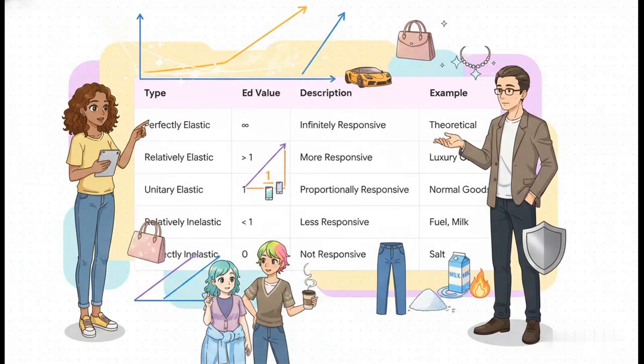And here we go. This slide brings it all together beautifully. Think of this table as your perfect cheat sheet. It just lays out the entire spectrum for you, from infinitely responsive all the way down to not responsive at all, along with those key values and examples for every single category we just talked about.